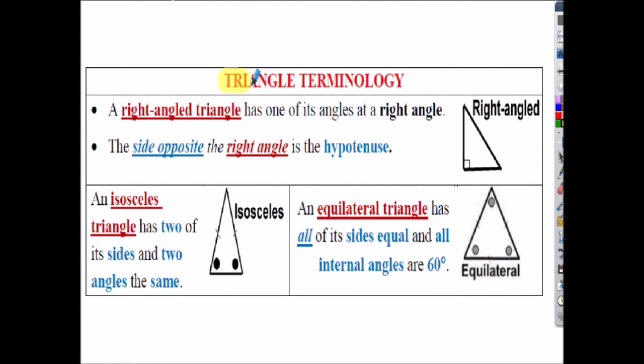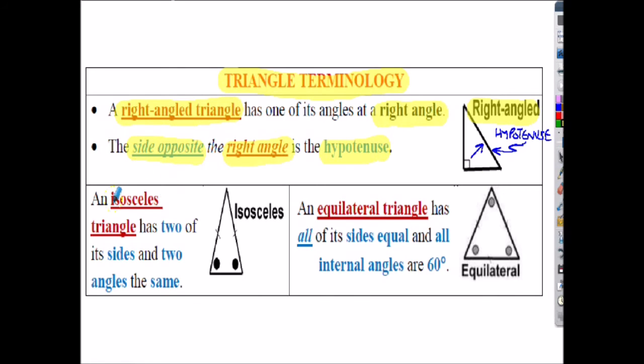Here are some basic triangle terminology which I'm sure you've heard before, but just for recapping, we know now that a right angled triangle has one of its angles to be a right angle, and the side opposite the right angle is always called the hypotenuse, as shown in this triangle. This is the right angled triangle. So here's the hypotenuse side, the longest side of the triangle opposite the right angle.